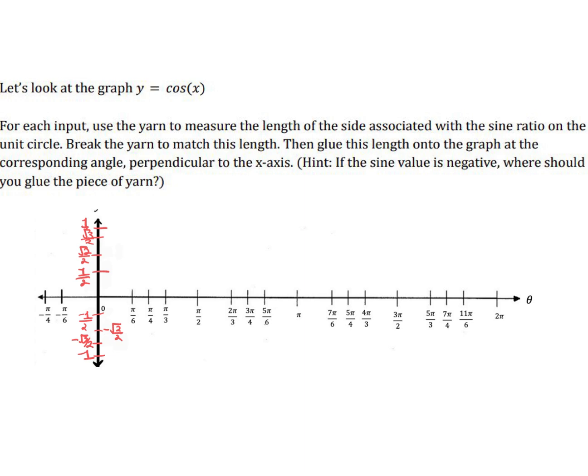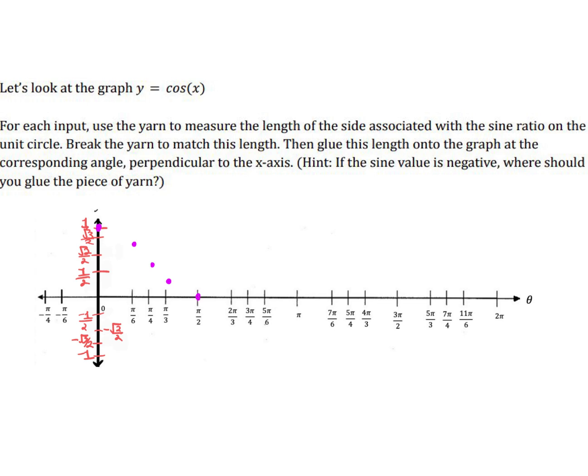So cosine of 0 is 1. If you remember, cosine of 0 degrees, you're going to be on the x-axis, 1 to the right on the x-axis. Now cosine of pi over 6, this again, 3, 2, 1 rule. So we go 3, 2, 1. And that's how we get cosine of pi over 6 is radical 3 over 2. Cosine of pi over 4 is radical 2 over 2. And then we just continue the same process.